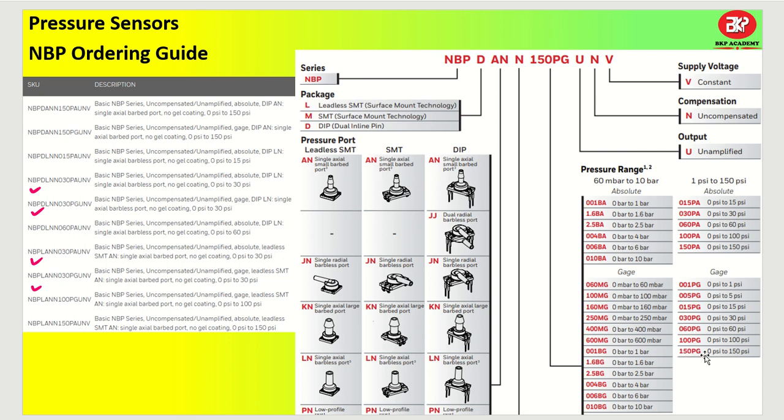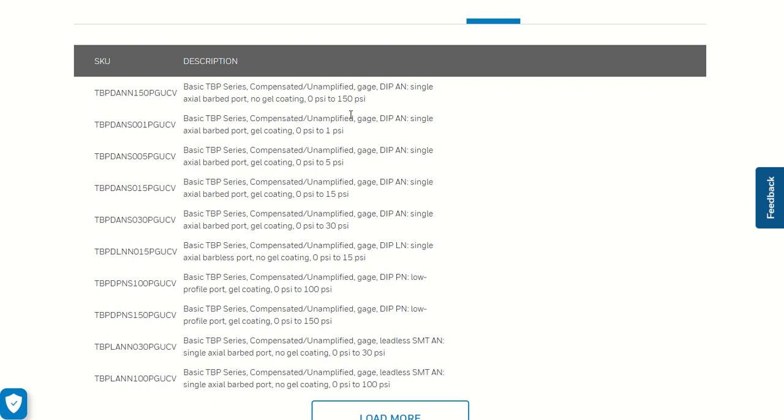Okay, and if you have to talk about 30 psi, then if you are able to see, this is 150 psi and this will be 30 psi. Okay, then you have unamplified, then it is non-compensated or uncompensated, this is constant voltage. Let me take you to the website of NBP series from the Honeywell, so it will be easier for you to understand.